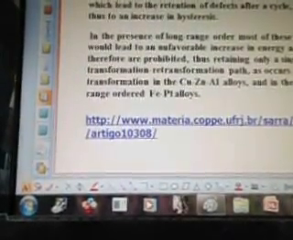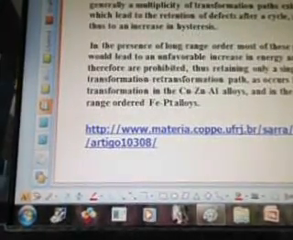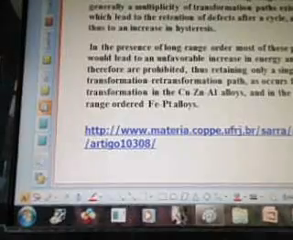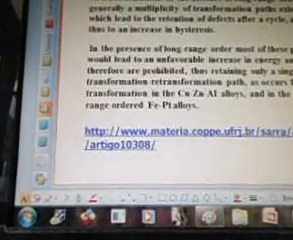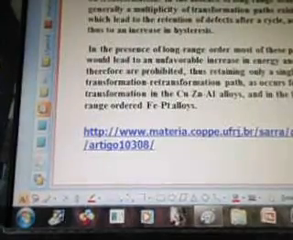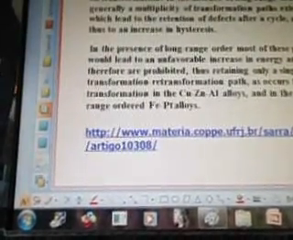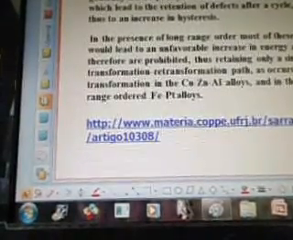In the presence of long-range order, most of these paths would lead to an unfavorable increase in energy and therefore are prohibited, thus retaining only a single retransformation path, as occurs for the transformation in the Cu-Zn-Al alloys, and in the long-range ordered Fe-Pt alloys. And this is www.materia.copyufrj.br. Okay? So next I Google 3-nucleon zero-range theory because I want to know what that means.